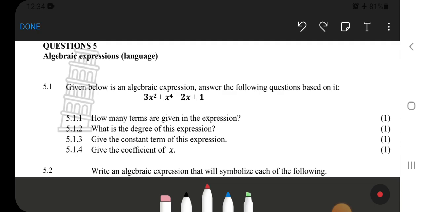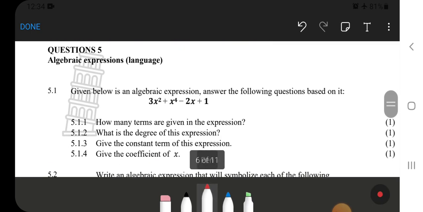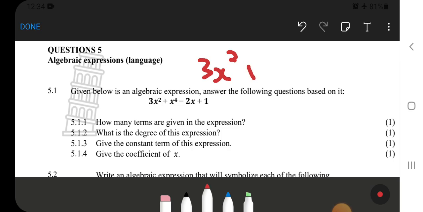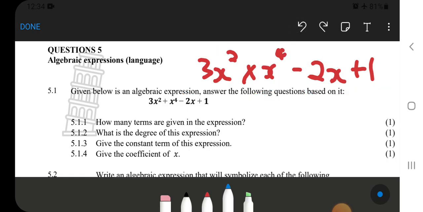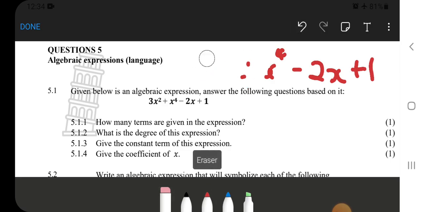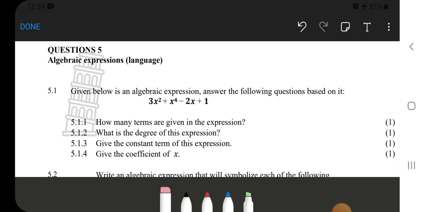But if we had something like 3x squared multiplied by 4 multiplied by x to the power 4 minus 2x plus 1, we would have had this as one term, and then the second term, and then this is the third term. So we would have 3 terms if it was like this, okay? Or if it was a division. Whenever we are dividing or multiplying, it is one term, but addition and subtraction gives us different terms.